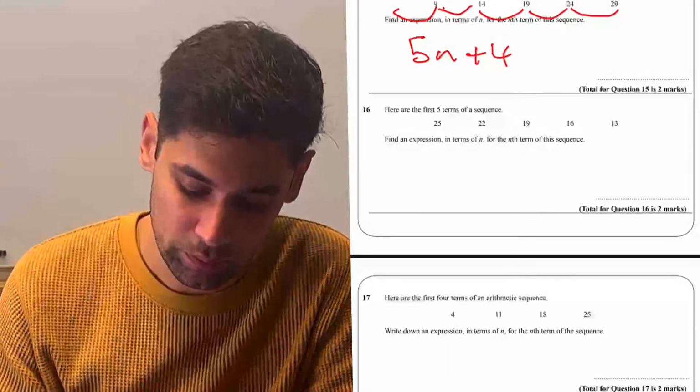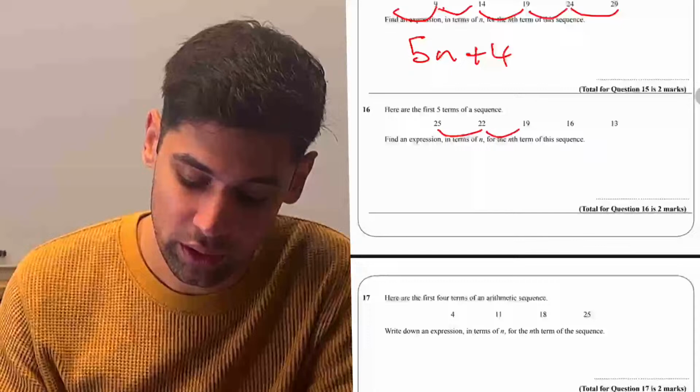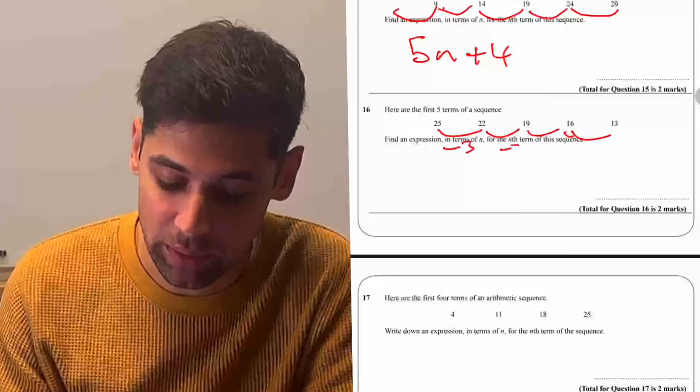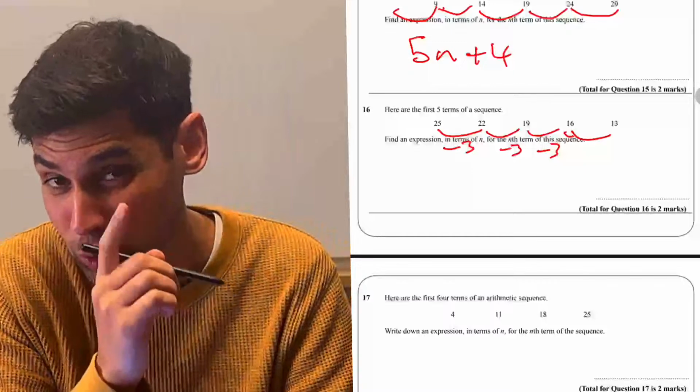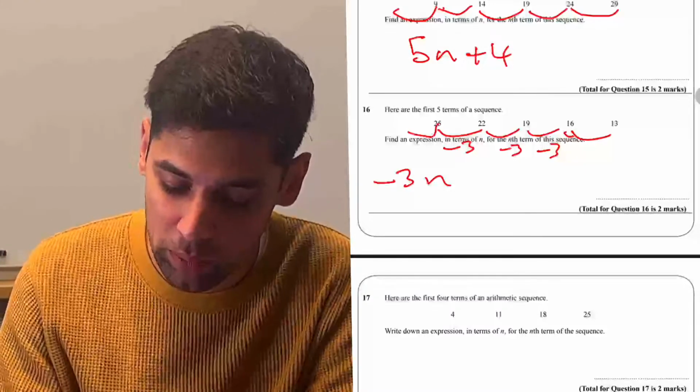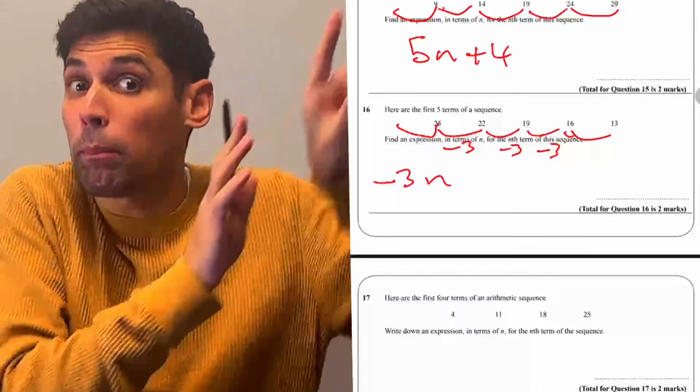Now, this next one. Be careful. 3, 3, but down 3. They're going down 3 each time, which means it's a minus 3. Don't fall for that trick. They're going to try and catch you out with that one. Minus 3n. What would be the one before? It would be up 3.